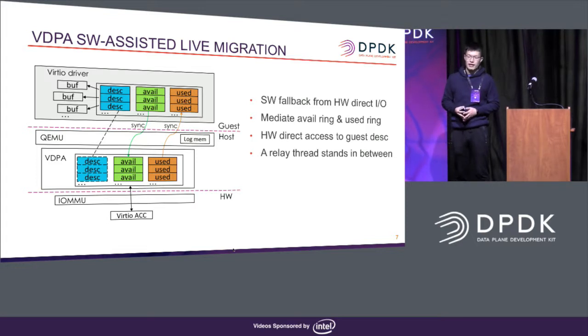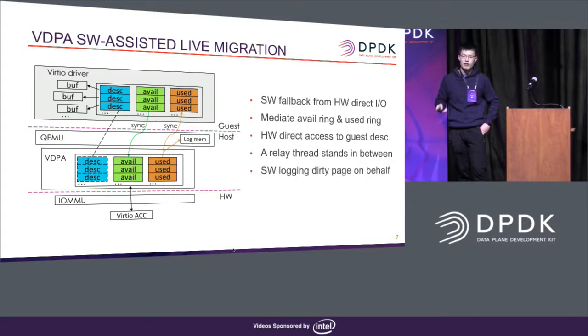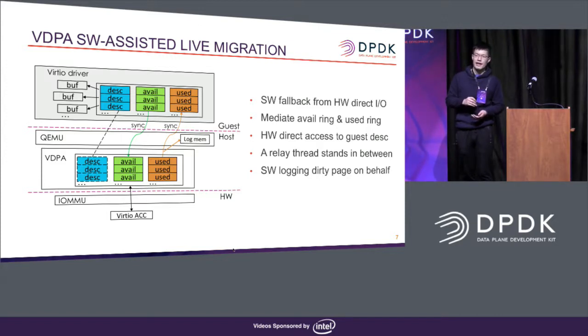For each update on the guest, when the driver puts some requests into the virtqueue, the relay thread will copy those newly updated available ring entries to the intermediate layer. And for each used ring update from the device side, the relay thread will copy those updated used ring entries from the intermediate layer to the guest. For the page logging, because now we have an intermediate software layer standing between the hardware and the guest, the software can have a chance to help the device to do dirty page logging.